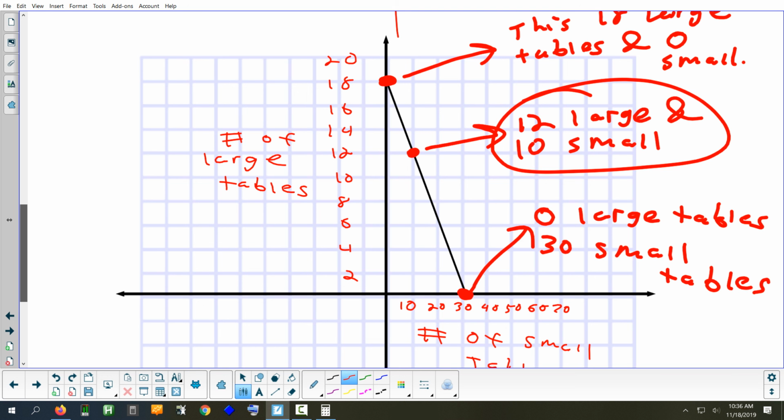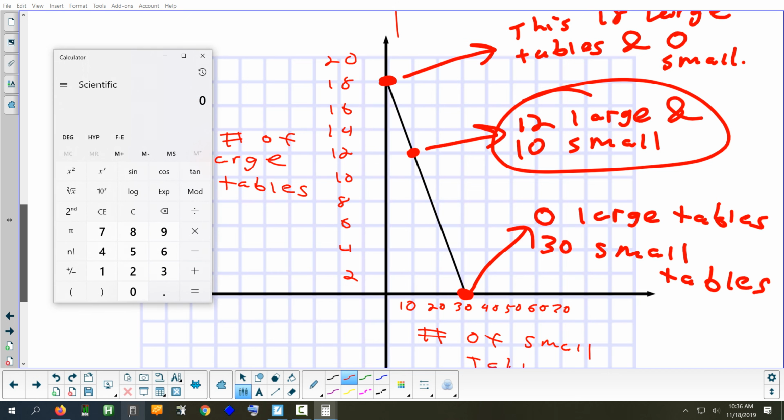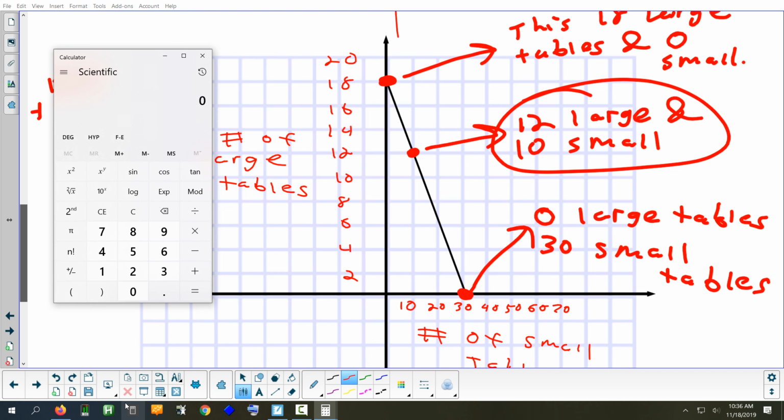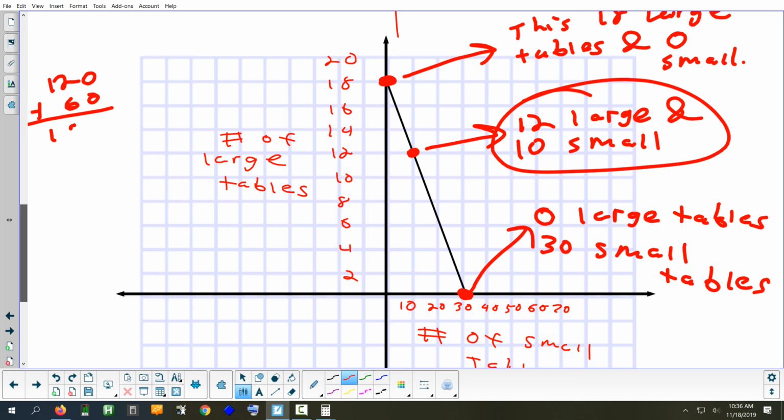Let's see if that would actually work. We've got to fit 180 people. How many people fit at a large table? 10. So if you get 12 large and you can fit 10 people at the table, that's 120 people. Okay, that works. How many people fit at a small table? 6. So if you had 10 small tables, what's 10 times 6? 60. That adds up to 180. So any point that's on this line would be an answer to the problem.